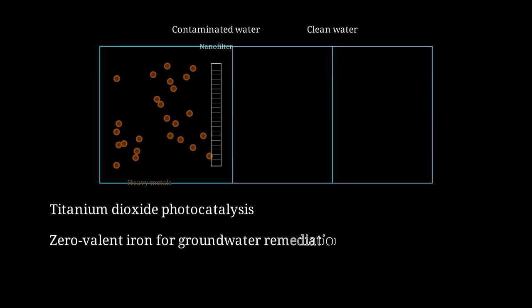Zero-valent iron nanoparticles remediate contaminated groundwater. Inject them into aquifers where they reduce chlorinated solvents to harmless compounds. Their nanoscale size means enormous reactive surface area and the ability to travel through soil pores, reaching contaminants that bulk iron never could. Despite tremendous progress, significant challenges remain.